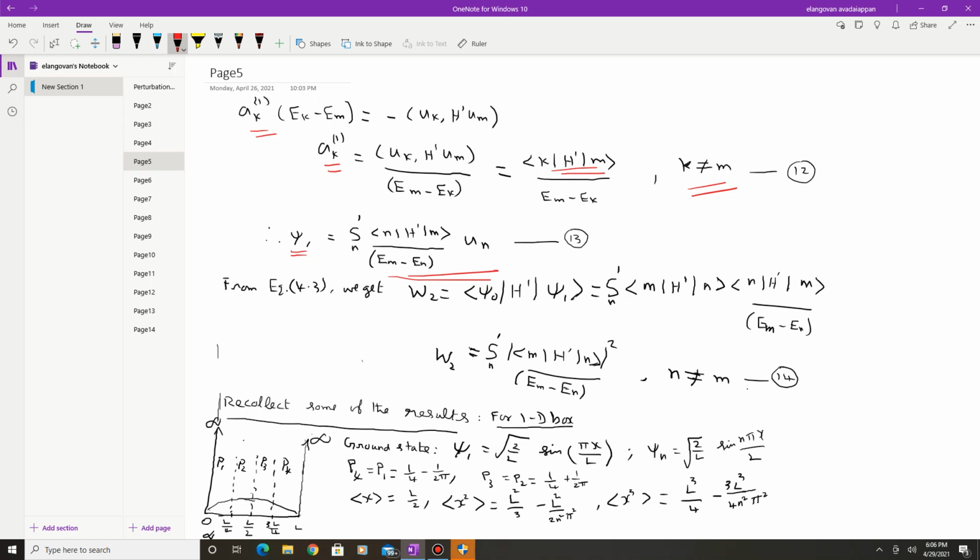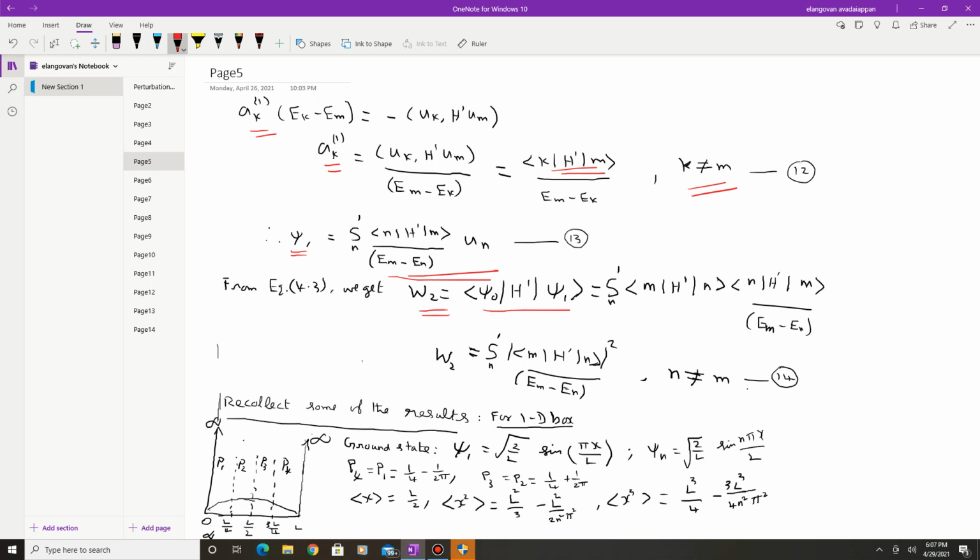Now from equation 4.3 you have this expression w2 is equal to psi 0 h prime psi 1. You refer back to equation 4.3 with this expression, and here you substitute for psi 1 from equation 13. Psi 0 is already your m, that can be expressed as Dirac m, h prime, and this psi 1 is equal to this expression, n h prime m divided by em minus en. So you substitute this value here.